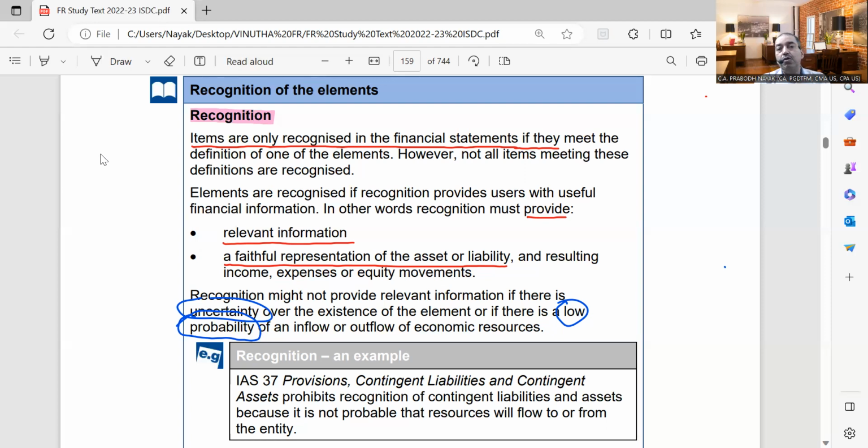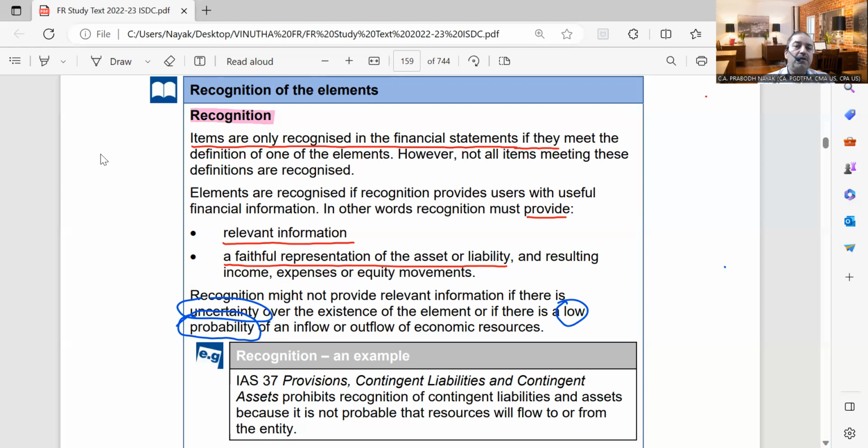In that case, it is better not to recognize the item in the financial statement. If you want, you can show it as a note to the financial statements, but not recognize it in the financial statements. That is one of the reasons why we have certain items called contingent liabilities or contingent assets, which are not shown in the financial statements. Contingent liabilities are those liabilities which may or may not arise. So there is uncertainty whether it will arise or not. Secondly, even if it arises, what is the probability that we may end up paying something? That also is a very low probability.